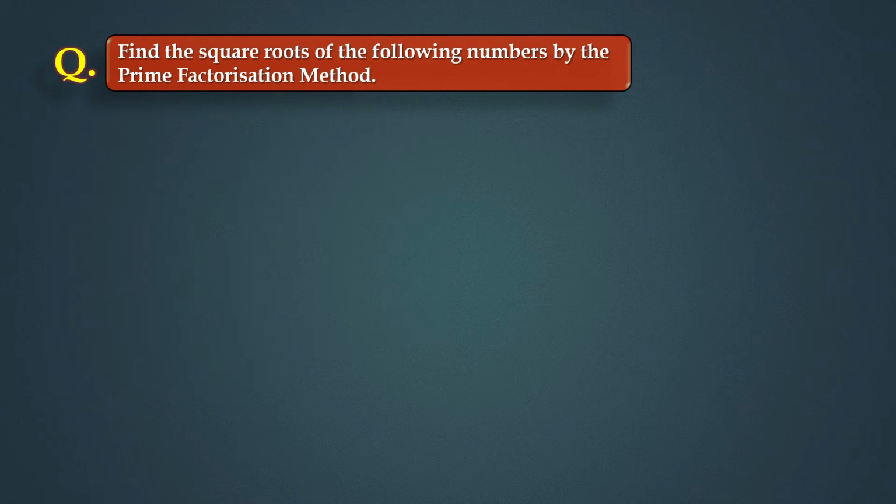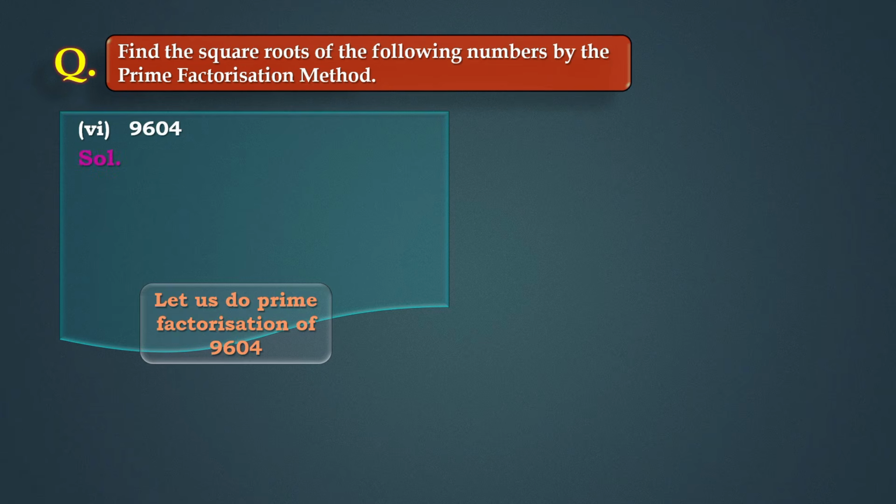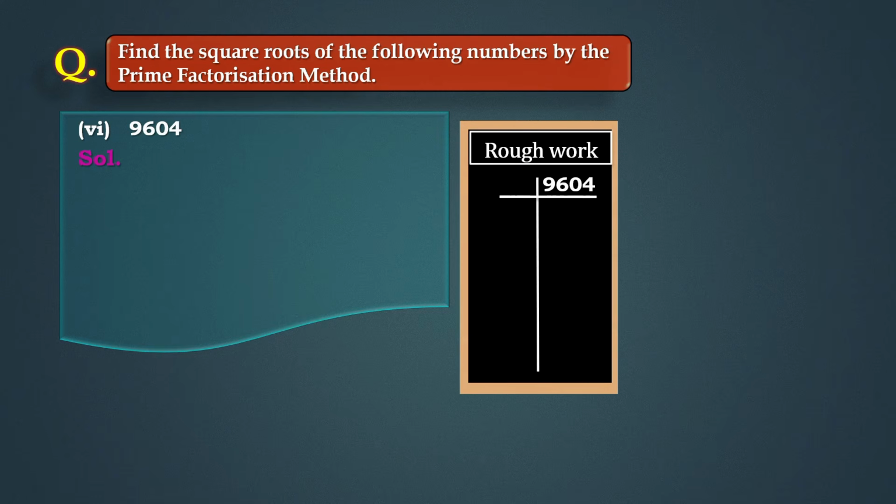Now students, let us solve another example using the prime factorization method. We are given the number 9604. First, we will find its prime factors. We begin by dividing the number by the smallest prime number, which is 2. 9604 divided by 2 gives 4802. 4802 divided by 2 gives 2401. Now, 2401 is not divisible by 2, so we divide by 7.